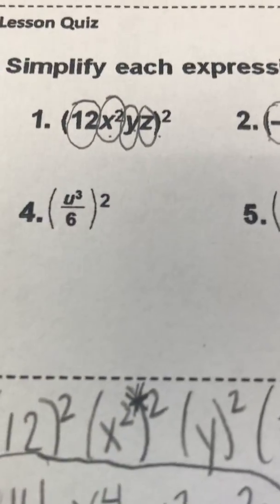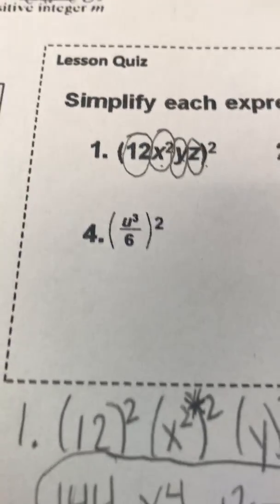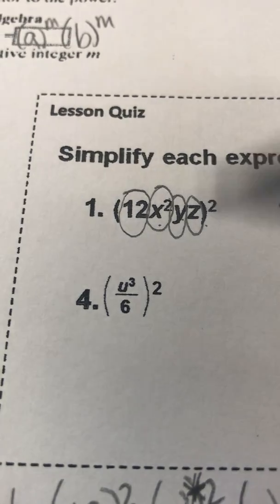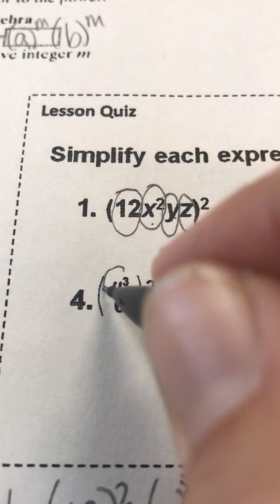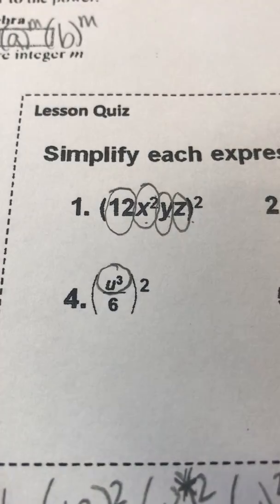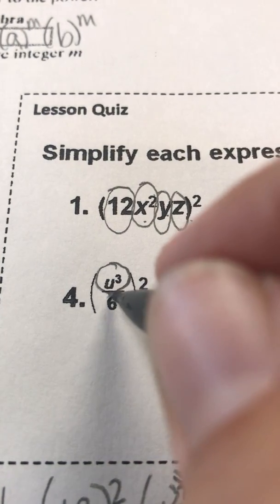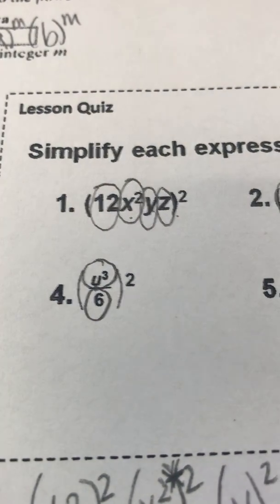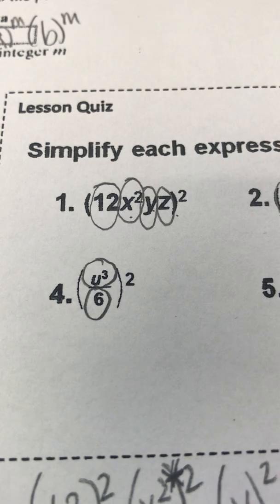Number 4. Okay, each term needs to be raised to the second power. So we have here each factor. We have u to the third, and then we have a 6. There we go. And both of those have to be raised to the second power.